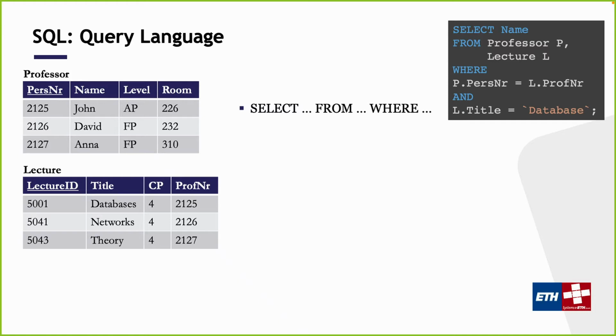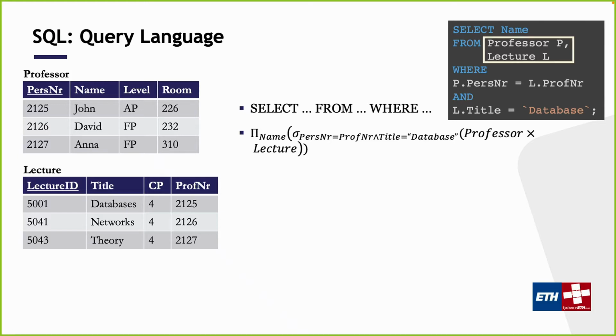You select name, which is the projection that you take, from 2 relations, professor and lecture, where the condition is you want the personnel number of the tuple from professor to be the same as the prof number of the tuple from lecture. Another condition is you want the title of the lecture to equal database. Okay, make sense? And precisely, this gives you a relational algebra expression, or something equivalent to that, that looks like this.